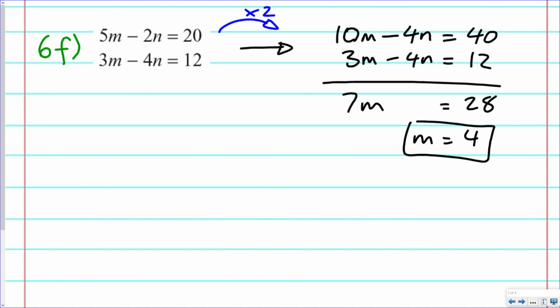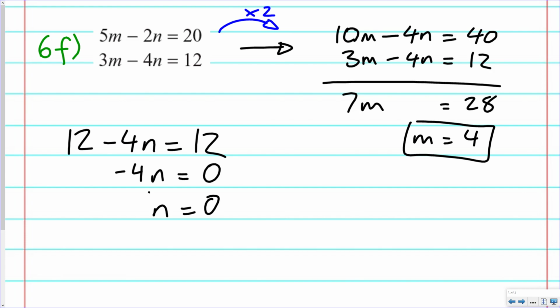So I have 3 times 4, which is 12, minus 4n, and that equals 12. From there, I'll do 12 minus 12, because I need to get rid of that 12 first. So I have negative 4n equals 0. And then lastly, I'll divide by negative 4, but it's just going to be 0. So n equals 0.